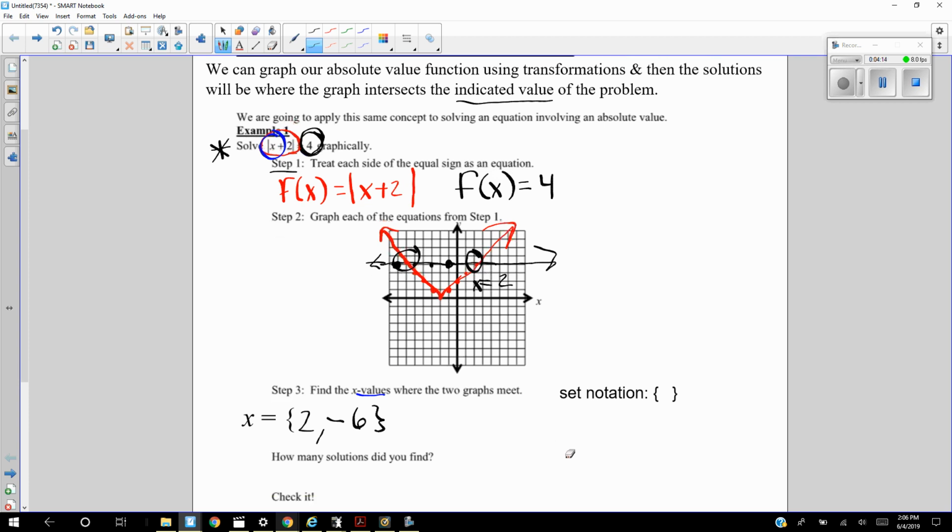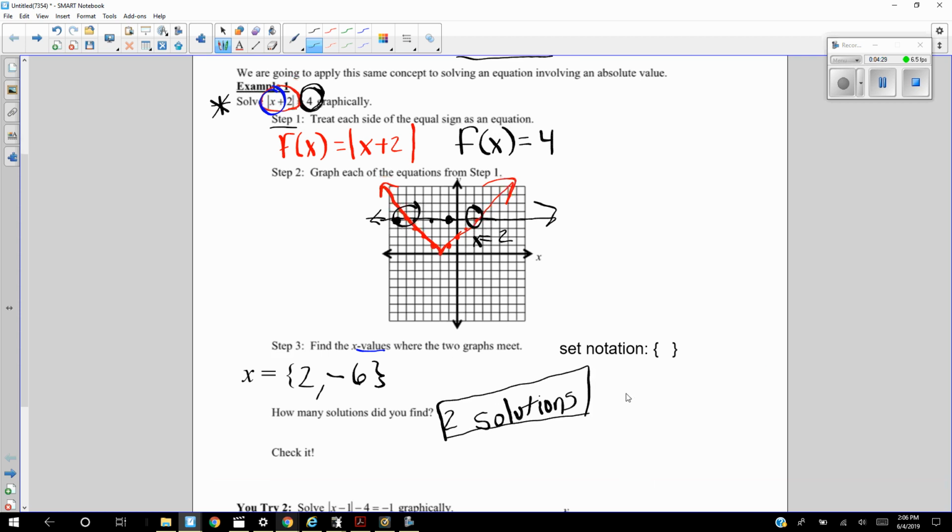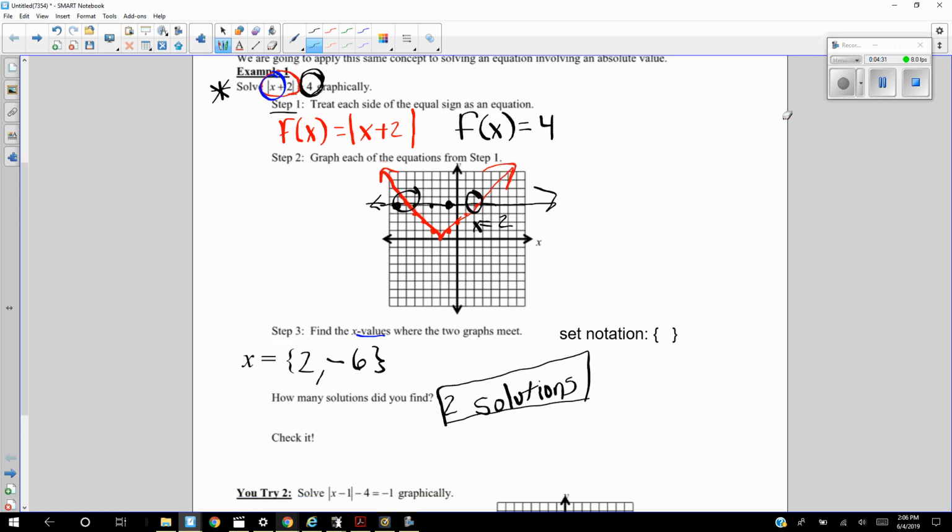So of course, the question here says, how many solutions did you find? We found 2 solutions. A lot of the times you're going to have 2 solutions from these graphs. And then finally, check it. Get in the habit of checking your answer. So we want to go back and plug both of these numbers into the original problem.